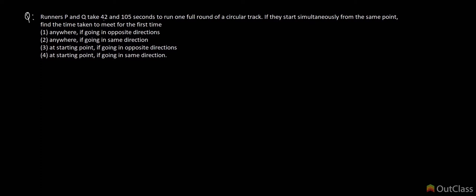Runners P and Q take 42 seconds and 105 seconds to run one full round. Lap time is given, the length of the track is not given, the actual speeds of the two people are not given. But let's see what happens.